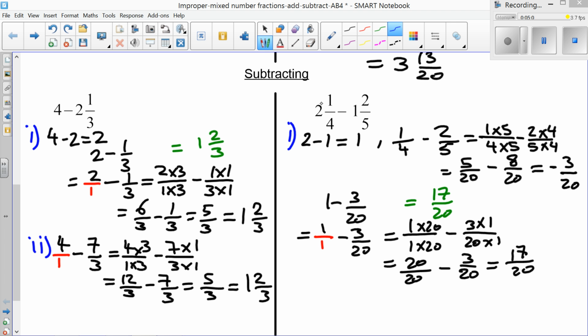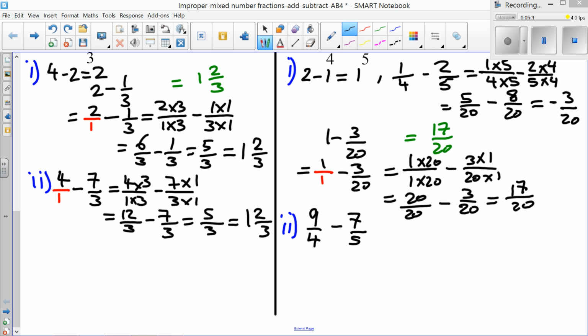is where I take the mixed fractions and turn them into improper top-heavy fractions straight away. So 2 1/4 becomes 2 times 4 is 8 plus 1 is 9 over 4, minus 1 2/5 becomes 1 times 5 is 5 plus 2 is 7 over 5. Different denominators, so equivalent fractions are required. 9 over 4 minus 7 over 5.